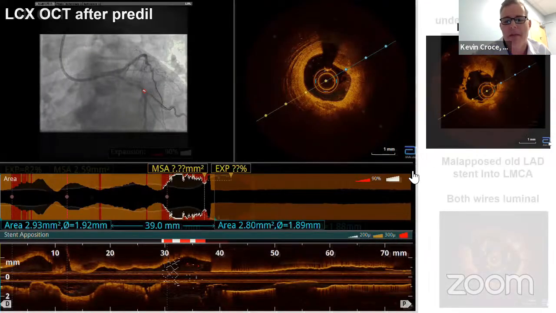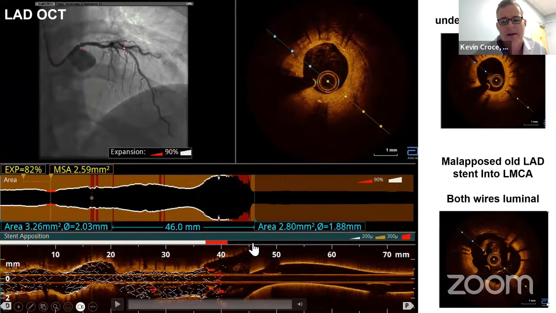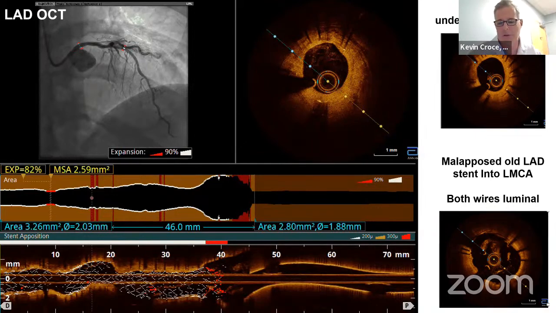And so with that in mind, maybe Nick, I'll go back to this picture. We've got stents into the left main, a sick-looking LAD, and we need to treat the circumflex. I'd be interested in what the panel and colleagues would do to treat this patient.